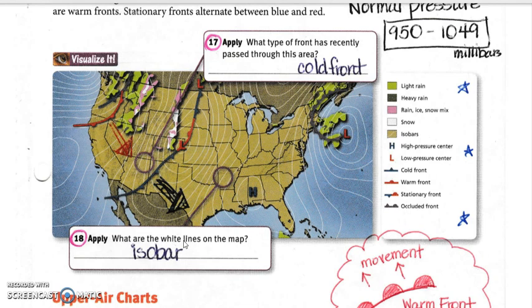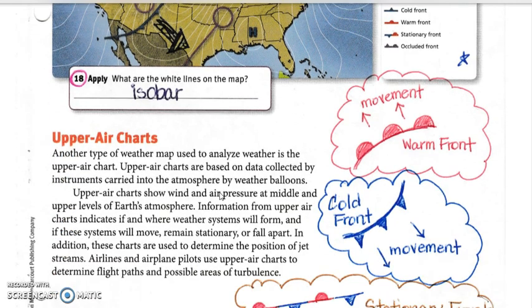What are the white lines on the map? We've talked about those. Those are isobars. They're lines that connect areas that have the same air pressure. Okay, scrolling down a little bit more.